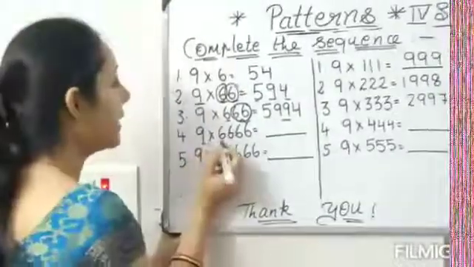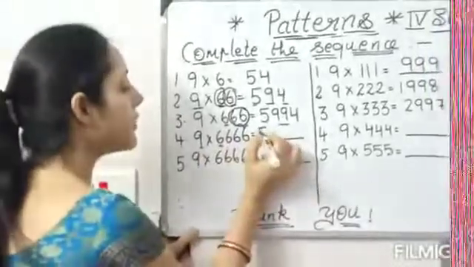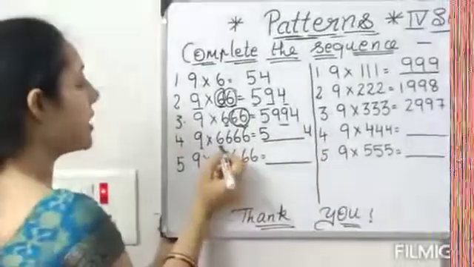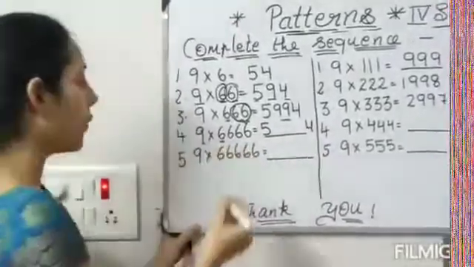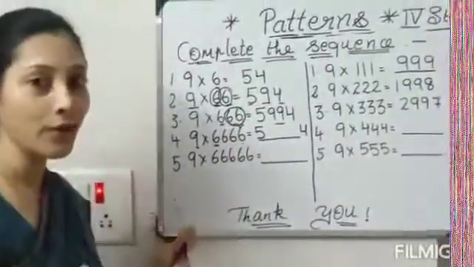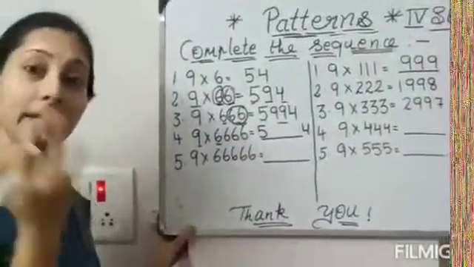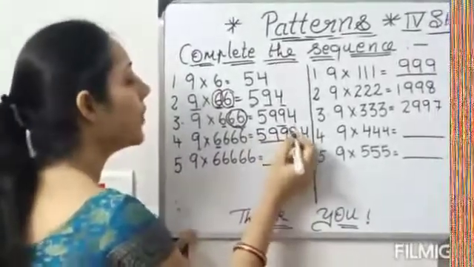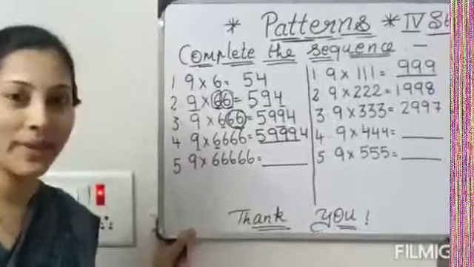See, 9 6s are 54. Okay. I use it this 6. How many 6s left over? 1, 2, 3. So what you have to do? You have to add 3 9s. 1, 2, 3. So simple, no?